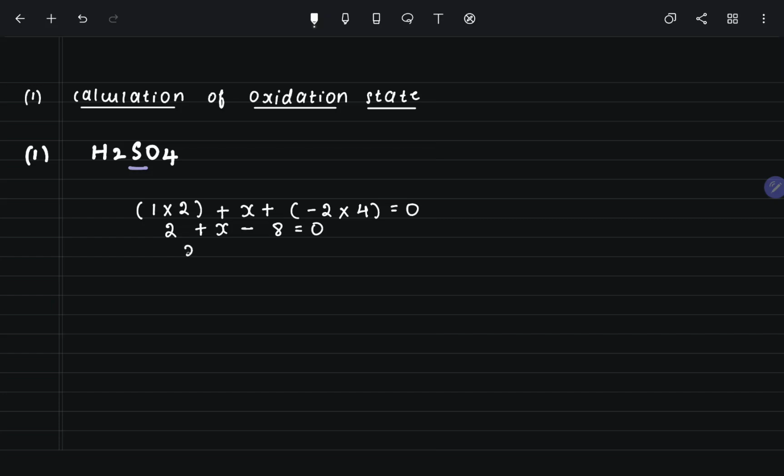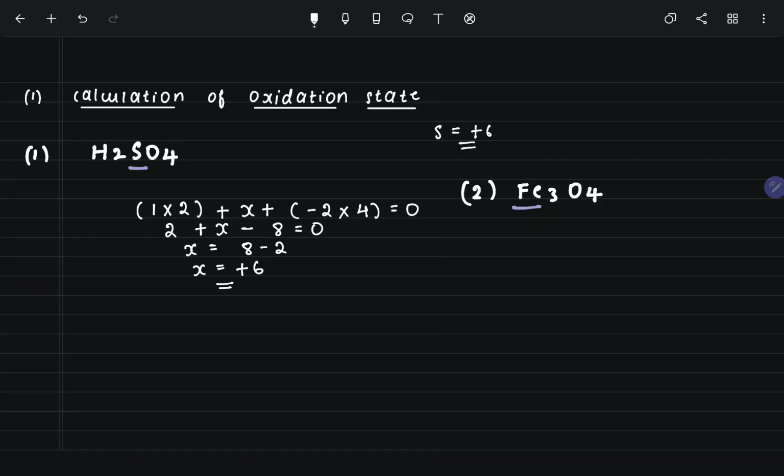After this, X is equal to 8 minus 2. What is 8 minus 2? 6, right? So always you have to write plus 6. This is the value of sulfur. You just have to remember only the sulfur value, okay? So always remember sulfur is plus 6. It can't be minus; always the oxidation state will be plus only. Remember this value because in future this will help. Sulfur value is plus 6.